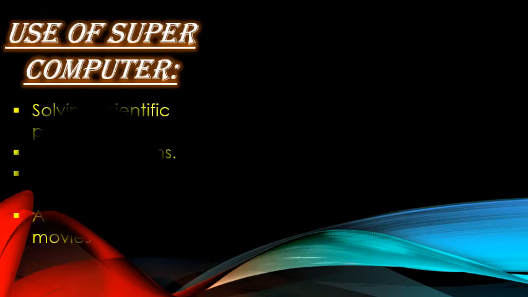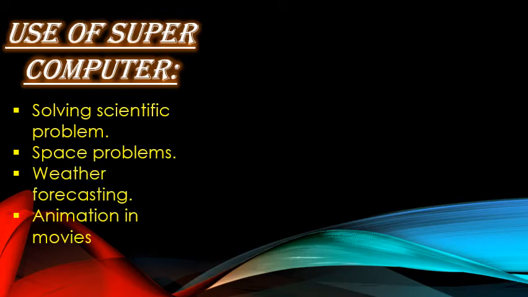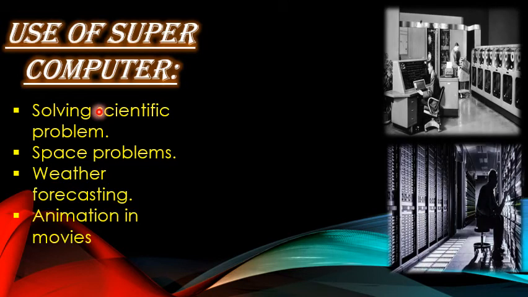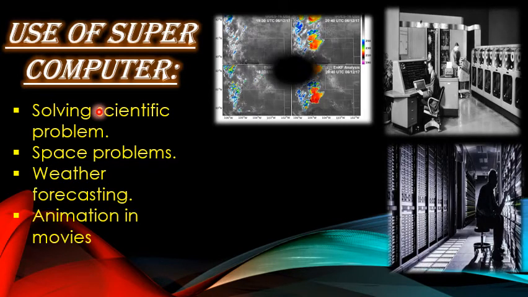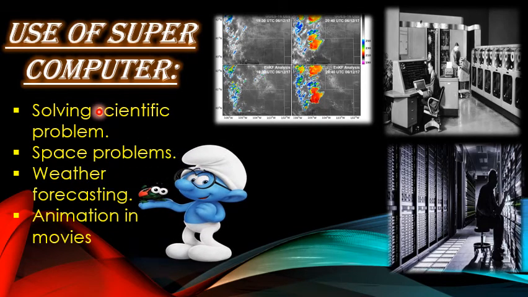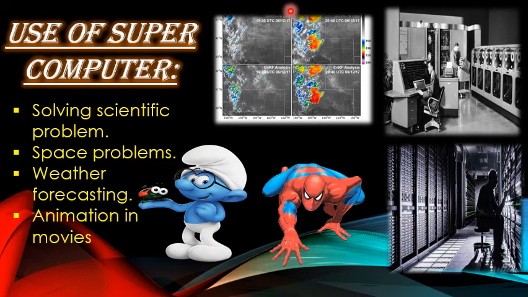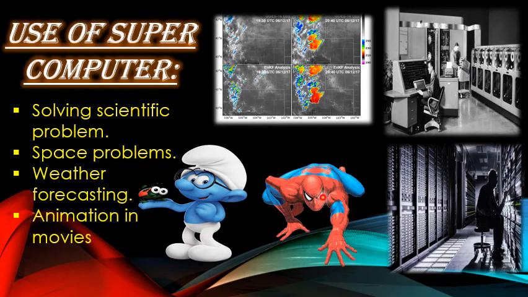Now here are some of the uses of supercomputers, and these are used for solving scientific problems, space problems, weather forecasting, and animation in movies. We watch animated movies, they look so real, but they are edited by supercomputers. So, if we talk about supercomputers, they are used for purposes where we cannot use any other computer. Okay?